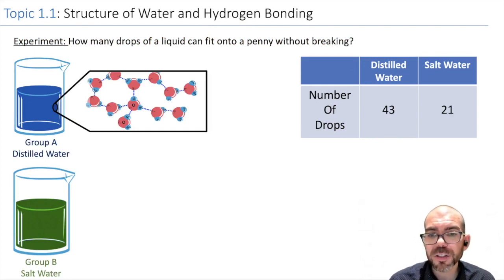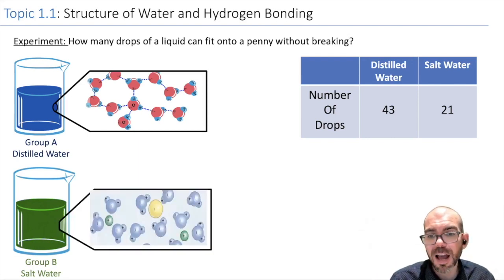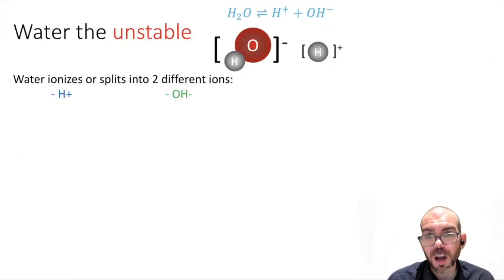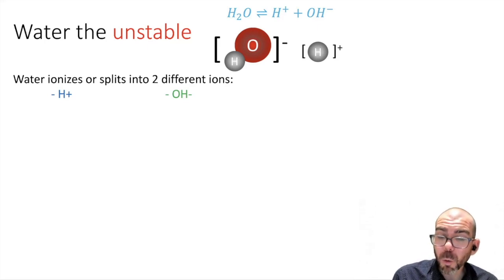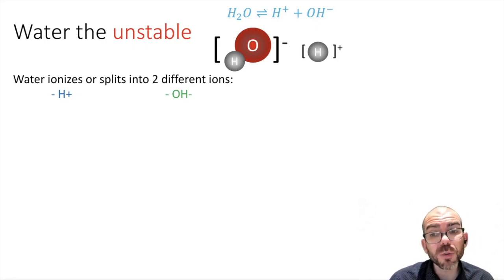If I were to look into the distilled water, I would find tight hydrogen bonding between all of the water molecules, making it very, very cohesive. However, with salt water, those sodium and chloride ions that are floating around are blocking or preventing the cohesion, preventing those water molecules from attaching to one another. That blockage is why it can't form as large of a droplet. Now, water is unstable. Water will naturally ionize into two different ions.